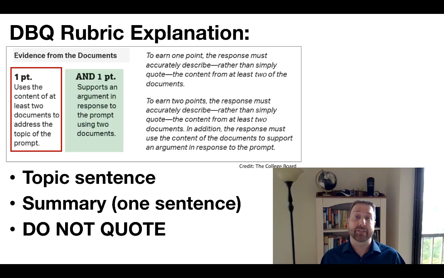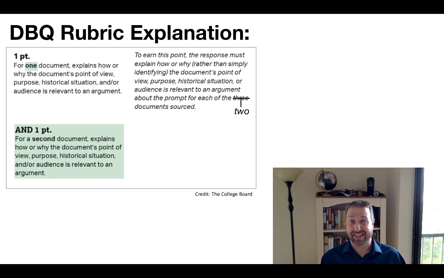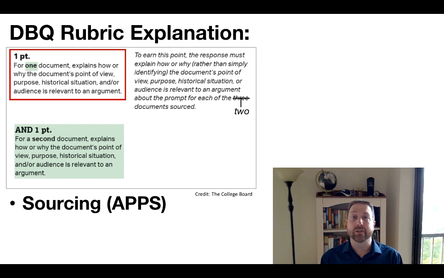And since you need to successfully summarize the content of 2 documents to earn the point, I suggest you attempt this at least 3 times, in case one isn't up to par. Now, a logical progression of thought from the summary is to follow that with the sourcing of the document. This is sourcing the document, where you explain how the audience, purpose, point of view, or situation is relevant to the argument. Make sure you understand what I just said. I emphasized or. Only do 1 task per document.